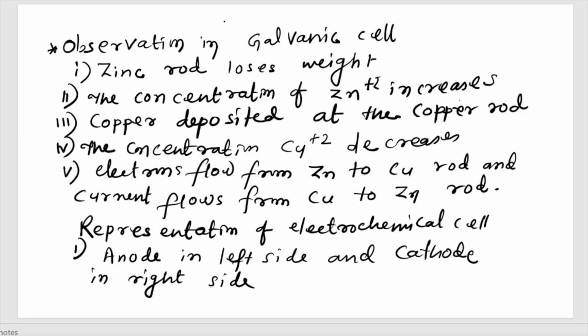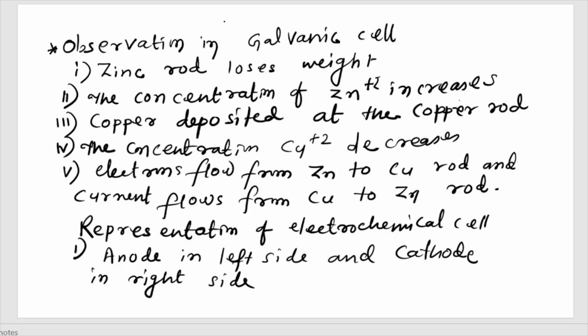Electrons flow from zinc to copper rod and current flows from copper to zinc. Again, I have explained clearly, bit by bit, what happens in a galvanic cell. I think you have no doubt. If you have a doubt, read this again and listen again. I hope it is clear.